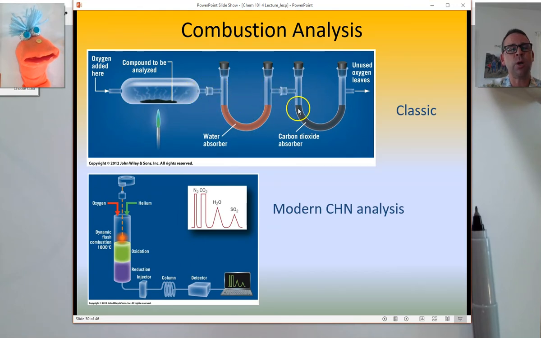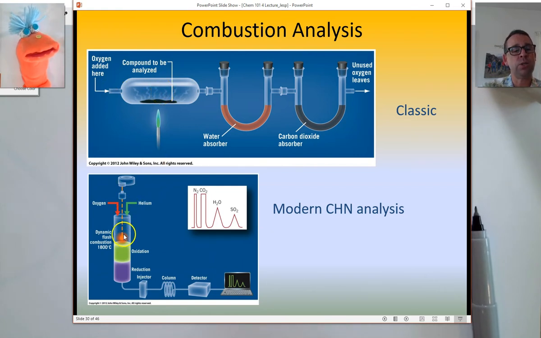The products flow through here in their gaseous phase. Water is gaseous because it's nice and warm, right? It'll cool down and condense, but it'll all be absorbed in this region, whereas the carbon dioxide will be absorbed by a different material. And then you can take these individual U-tubes here, and we can weigh them before and after the reaction and know the mass of carbon dioxide and the mass of water that came from this process.